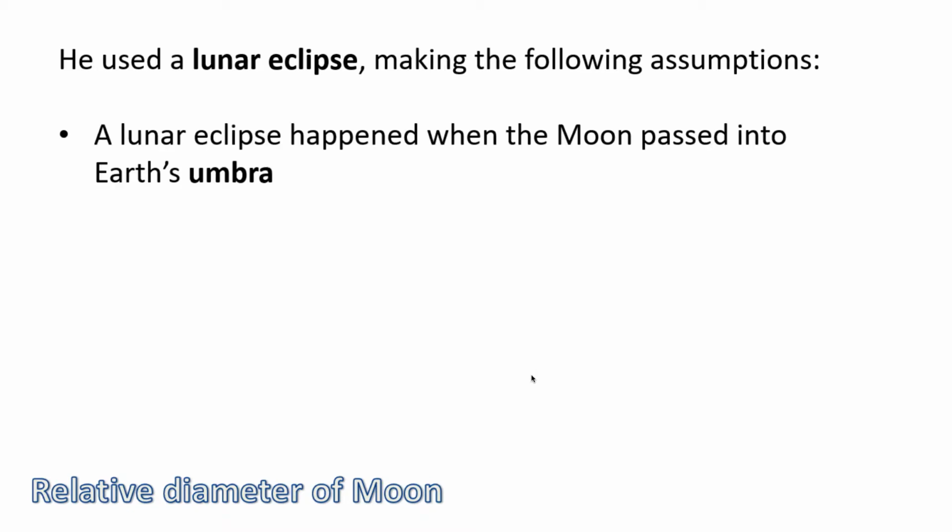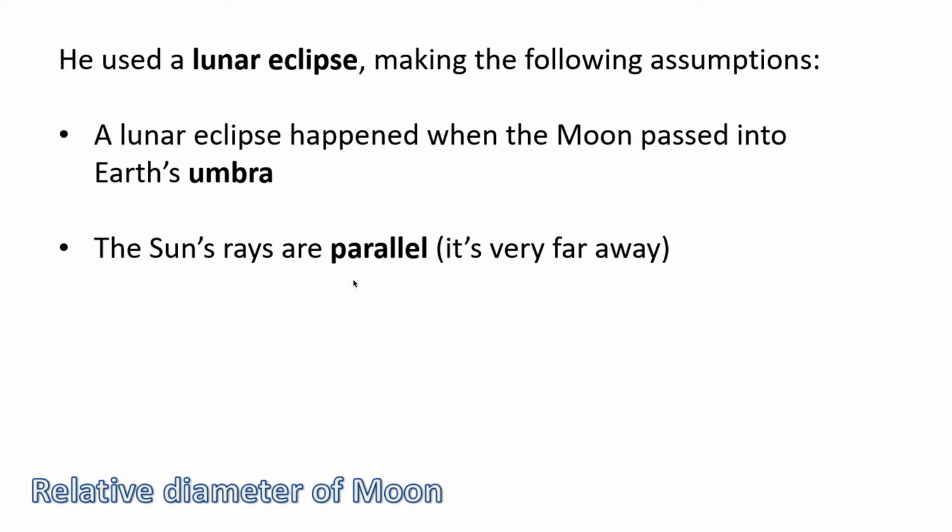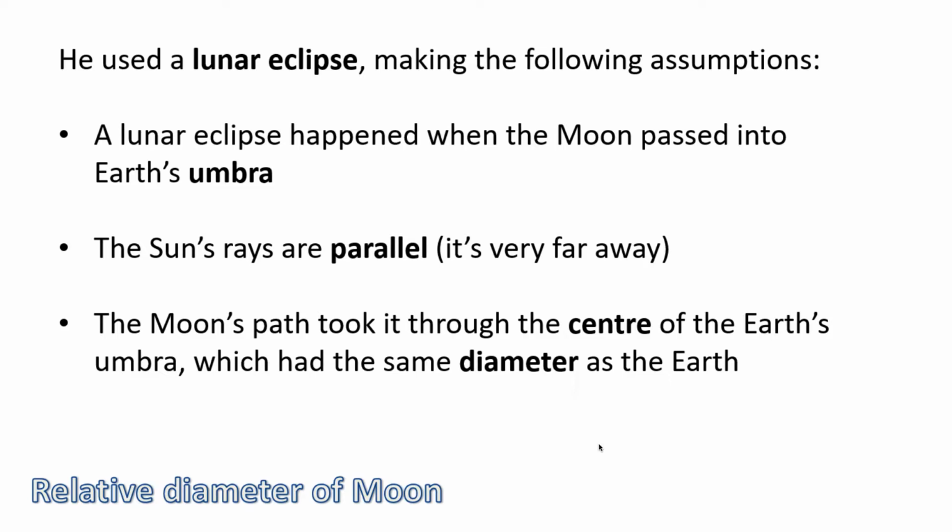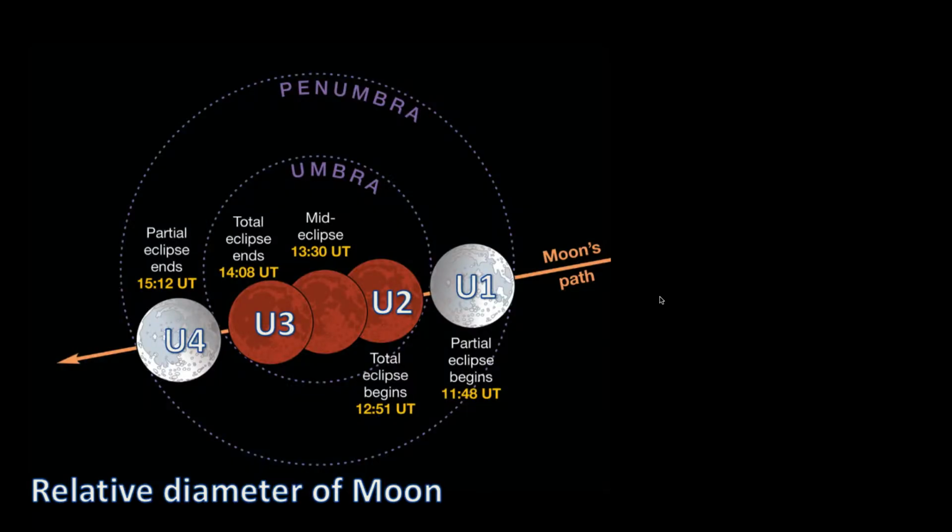He used a lunar eclipse and he made the following assumptions. A lunar eclipse happens when the moon passes into Earth's umbra. That's the dark bit of the shadow, right? The sun's rays are parallel, which is a good approximation because the sun's very, very far away, so its light rays do look parallel. And the moon's path took it through the centre of the Earth's umbra, and Earth's umbra had the same diameter as the Earth. So here's a picture. We can see the moon moving through the Earth's penumbra, then through the Earth's umbra, back into the penumbra, and out again.